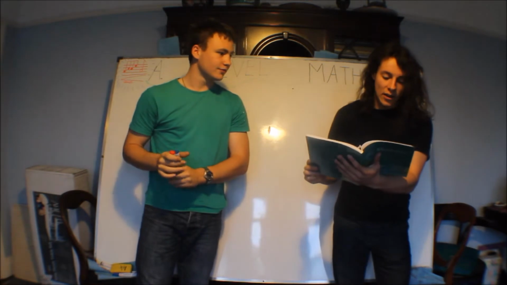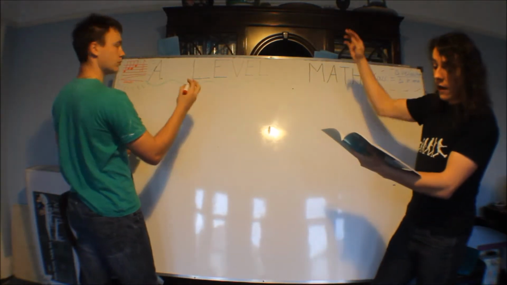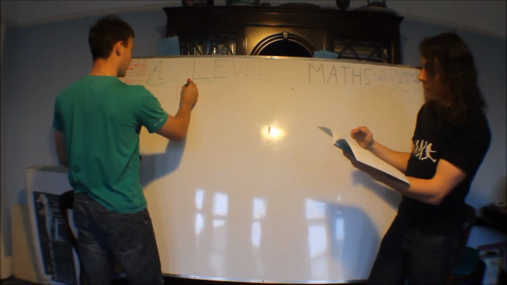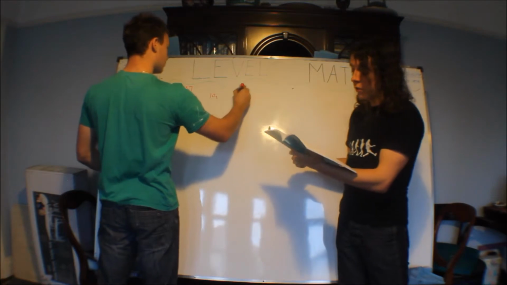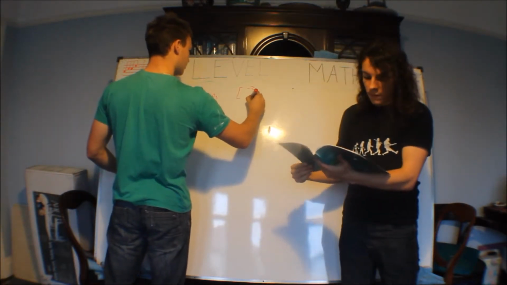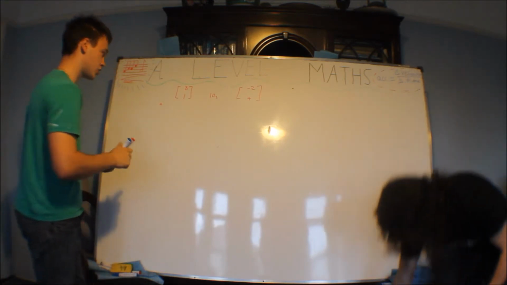Example number 10. When an object is moving with constant acceleration, initially it is moving with velocity (8, 1) meters a second, like this. And after 10 seconds it's moving with velocity (minus 2, 4). Find its acceleration. So it's another SUVAT question.